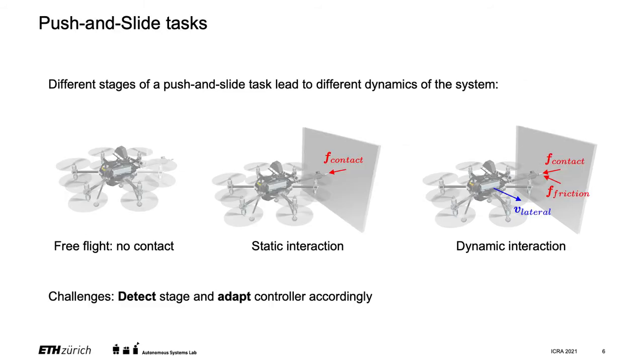Looking at the different stages during a push and slide task, we find 3 different stages. First, free flight, when there is no contact between the OMAV and the environment. Second, static interaction, when there is contact but the end effector is not moving. In this situation, static friction or stiction prevents the end effector from moving laterally. And then third, dynamic interaction, when the end effector is sliding along the surface of the wall. In this stage, dynamic friction is acting between the end effector and the wall. Having defined these 3 stages, the main challenge lies in autonomously detecting the current stage and adapting the controller accordingly.